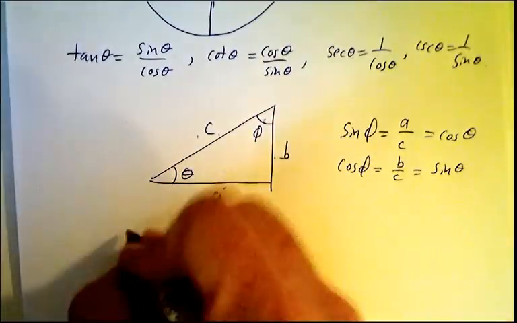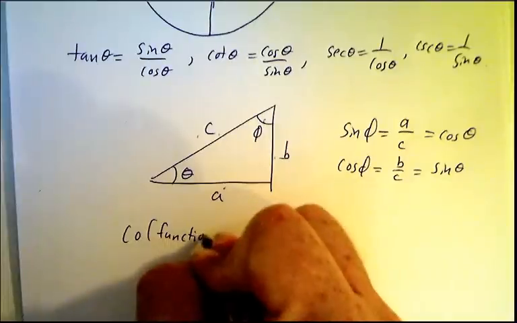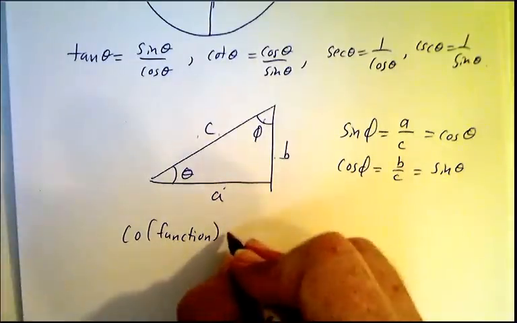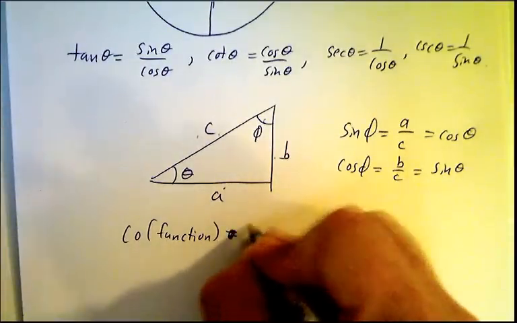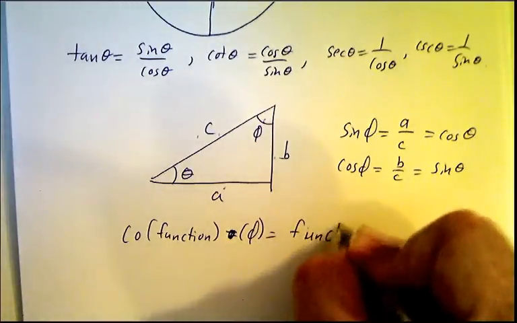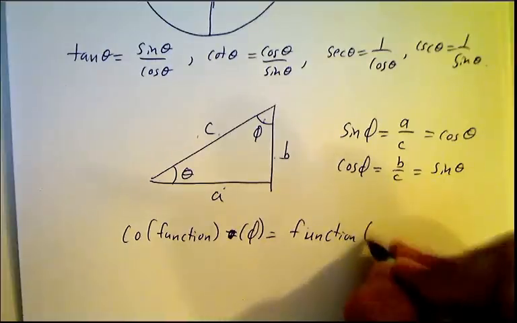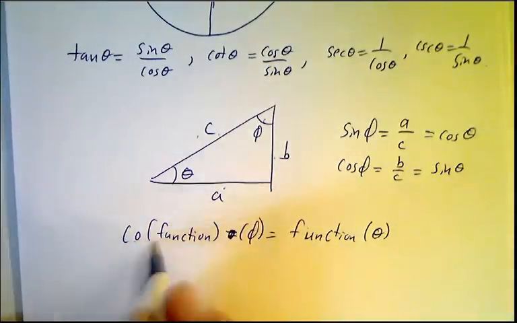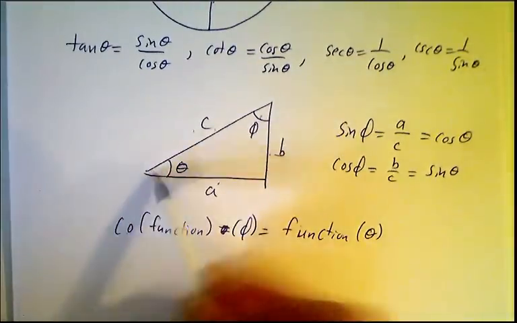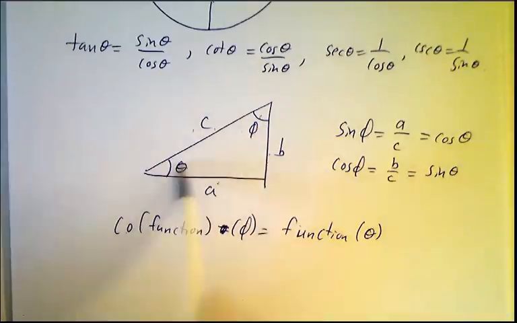In general, the cosine or cosecant or cotangent of phi is the sine or the secant or the tangent of theta. The co stands for complementary. Theta and phi are complementary angles, so the co-function of phi is the function of theta.